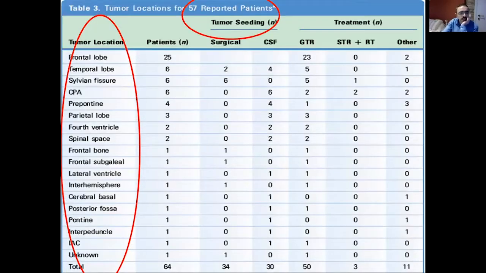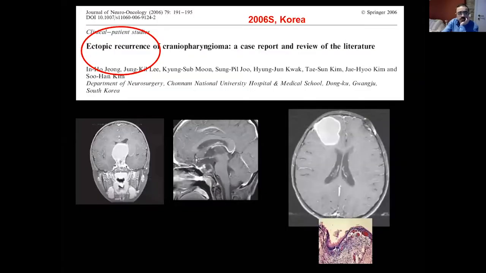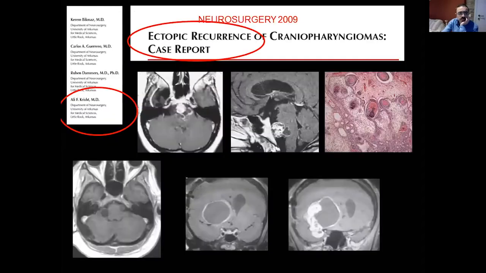And they can occur anywhere: frontal lobe, Sylvian fissure, cerebellopontine angle, prepontine, interhemispheric, everywhere. From South Korea, this tumor, removed it, look what is the recurrence. So this is the true word of recurrence. They have removed it. This is the evidence, and it recurred. But if you see this as a pre-op and see that there's still a tumor there, this is not recurrence.